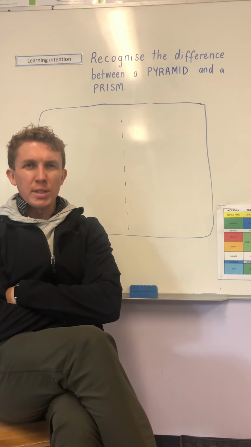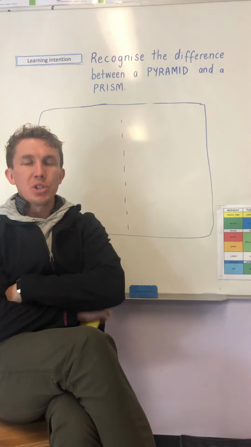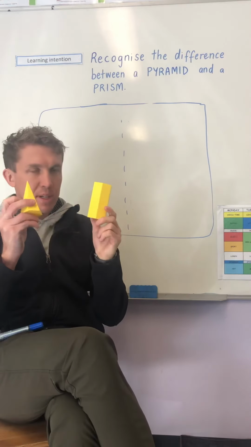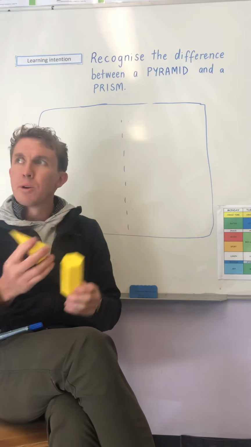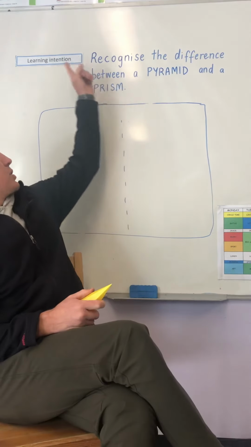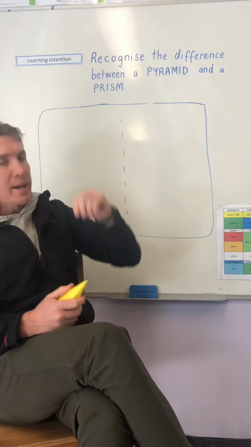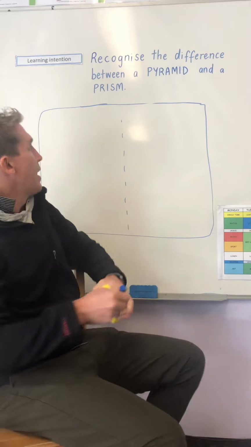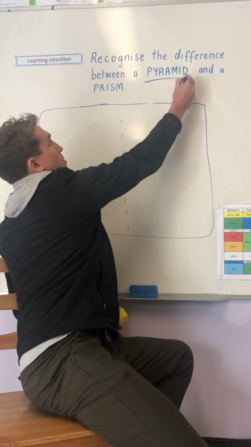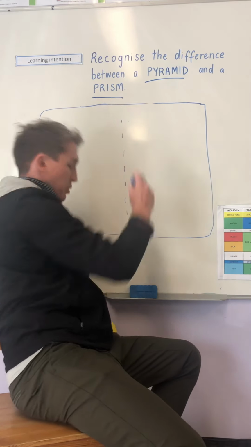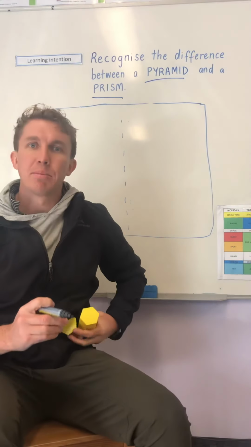Last week we looked at 2-dimensional shapes. This week it is 3D shapes, so shapes that take up space in the real world. Now, the learning intention for this session is to recognize the difference between a pyramid and a prism. Two different types of shapes.